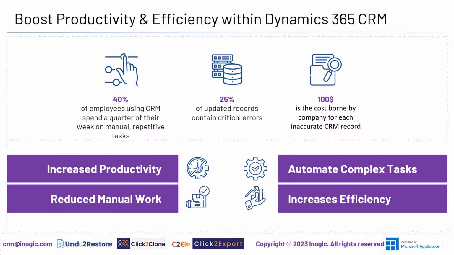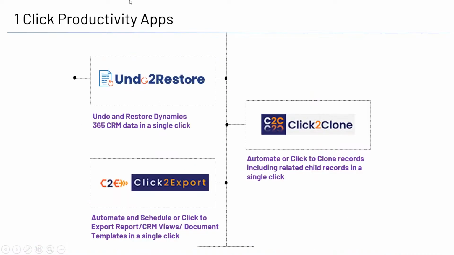So, what are these one-click apps that I'm talking about? We have undo to restore. Now, undo to restore for me, it's a kind of a blessing. We have all known since childhood that to err is human. When there is a human intervention, when there is a human interference with any system, there will be chances of error. And with undo to restore, we can actually restore the Dynamics 365 CRM data in a single click.